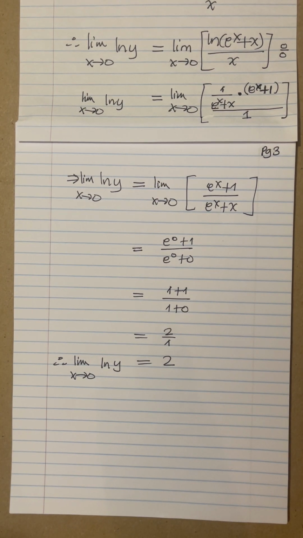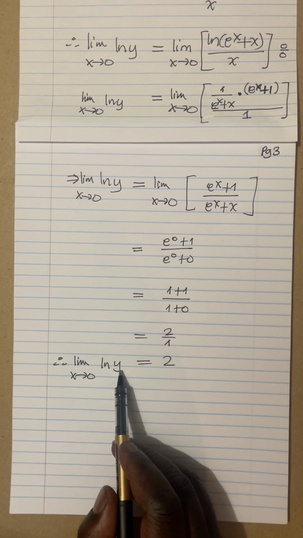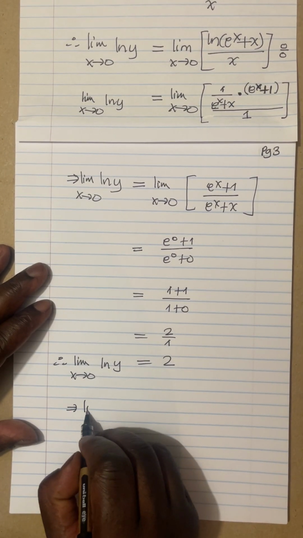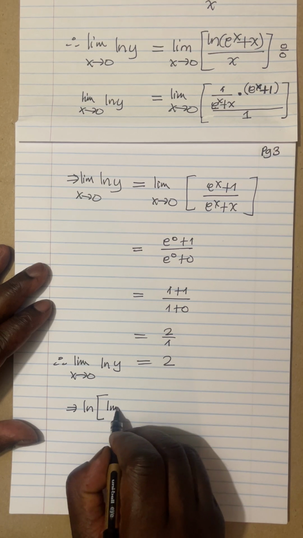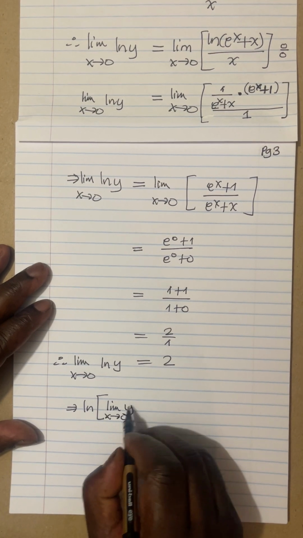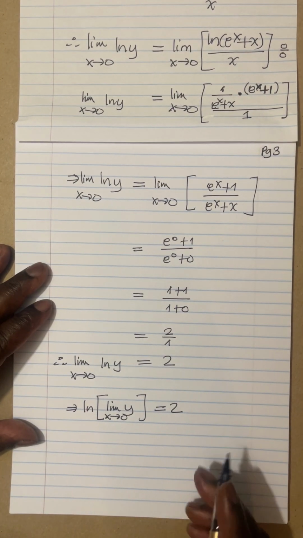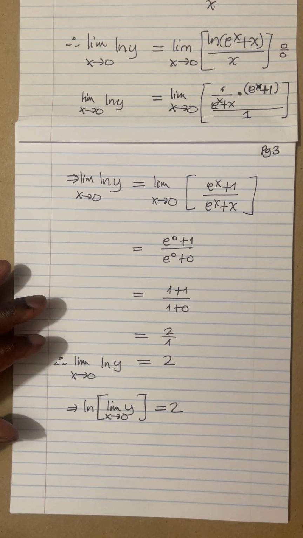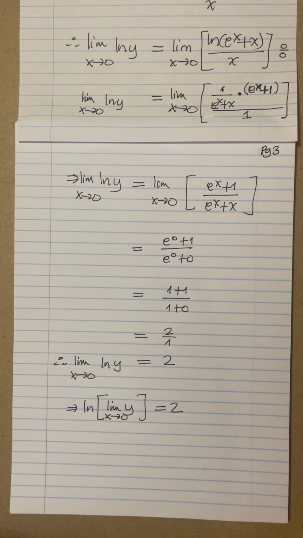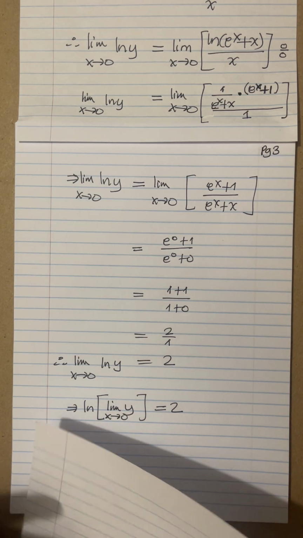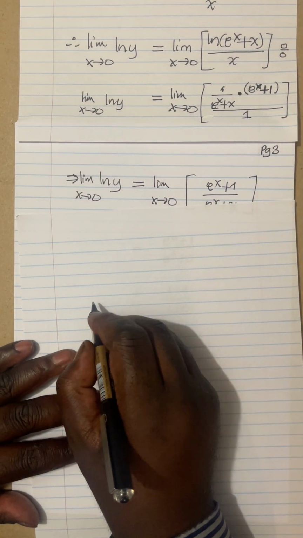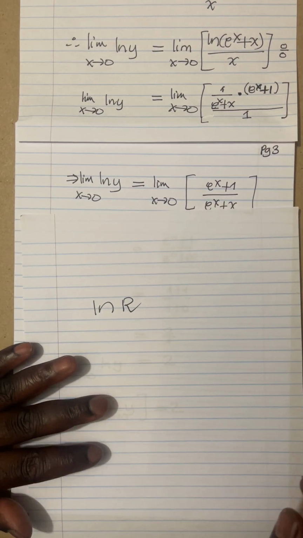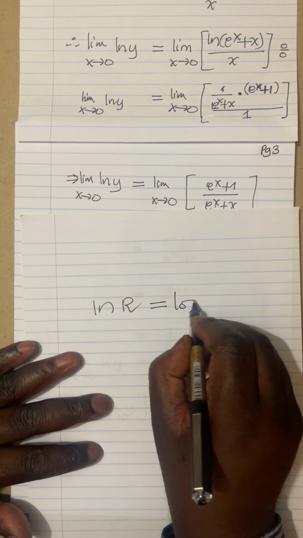So now we're going to apply the properties of limits. The limit of the natural log is the natural log of the limit. So we take the limit inside the natural log. So natural log of, open brackets, the limit as x approaches 0 of y equals 2. Remember I told you the limit of the natural log is the natural log of the limit, right? Now, at this stage, I must just remind you of the definition of the natural log. If we say natural log of r, we are basically saying that this is the same as log base e of r.